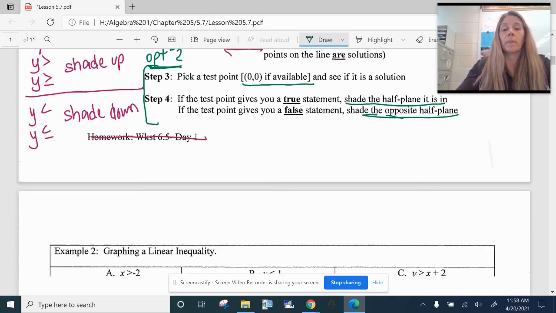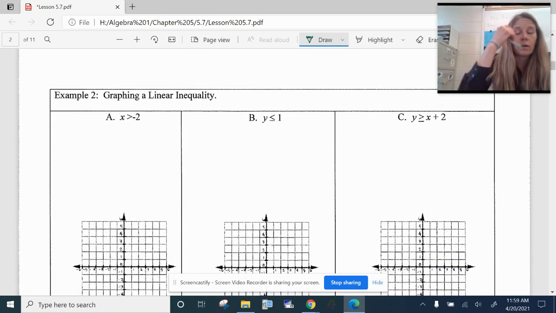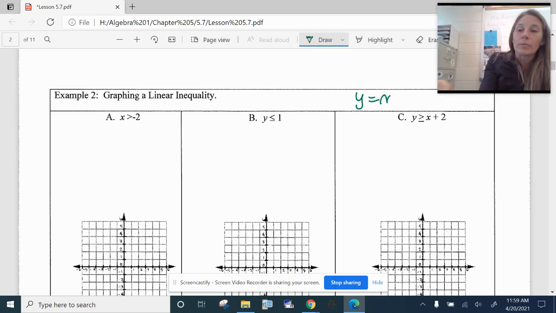So when we go to graph linear inequalities, before we get into those that are in this y equals mx plus b form, like example C, let's talk about just the ones that have the one variable. Now, typically, we would just graph something like this on the number line. However, in this particular example, we're looking at a coordinate plane. So we can still graph it on here, but how does this work?